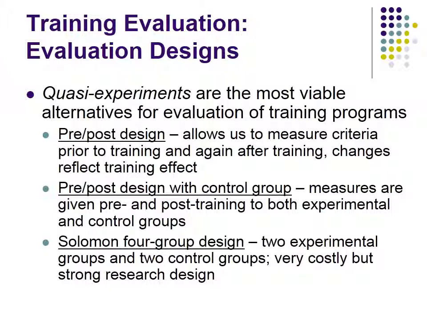A final design that we sometimes see in training and evaluation, and it was specifically designed by IO Psychology as a way to evaluate training, is the Solomon 4-group design. 2 experimental groups and 2 control groups. This is fairly costly, but it's probably the strongest experimental design you can have in a field study setting. And I'm going to just briefly go over an example.